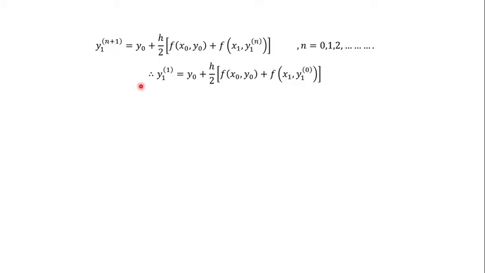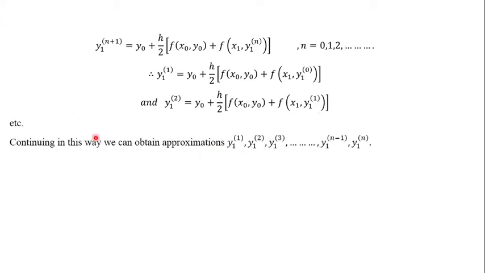Therefore, if you put n equal to 0, the first approximation of y1 is given by y naught plus h by 2 f at x naught, y naught as it is, plus f of x1, and instead of y1 we have the zeroth approximation of y1. Similarly, the second approximation of y1 is y naught plus h by 2 f at x naught, y naught plus f at x1, here the first approximation of y1, etc. Continuing this way, we can obtain successive approximations of y1: first, second, third approximation of y1, etc.